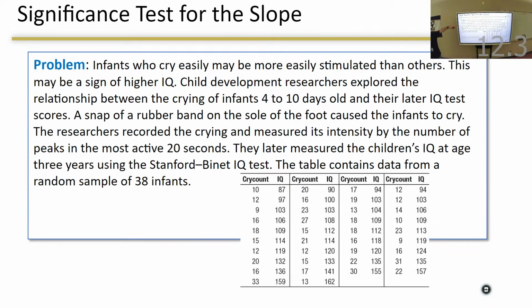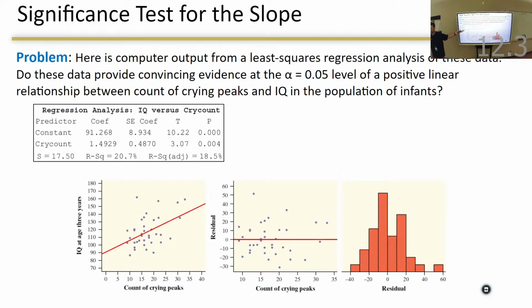Here we have infants who cry easily. Here's their cry count and their IQ. They're trying to show a relationship. I got all that data. You start punching this stuff in your calculator and you're probably doing something wrong. And sure enough, here's the computerized print output. And here's the least squares regression line. Here's the residual plot, and there's the residual graph. All that stuff is what they're used to giving you.